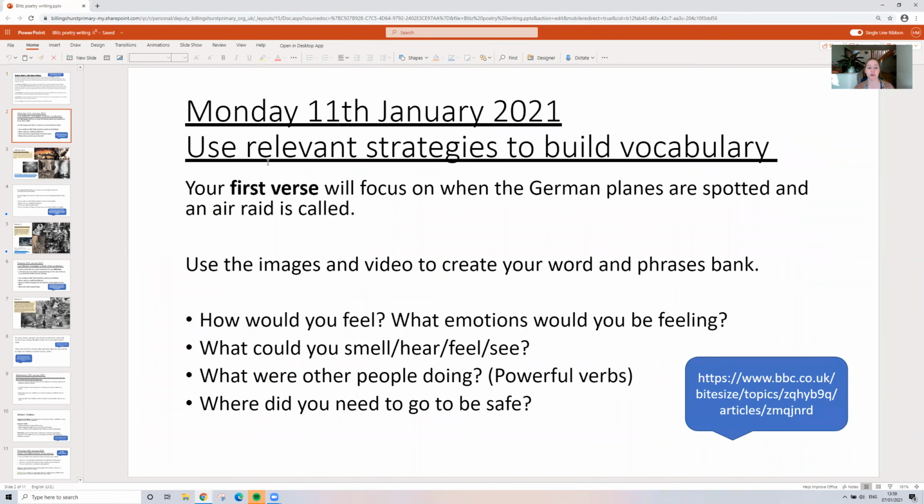So first thing you're going to do is thinking about, in this first verse, how people felt when the German planes were spotted and an air raid was called. So thinking back to the Blitz and some of the learning you did last week in history, how do you think people would have felt? How would you have felt if you were in that situation?